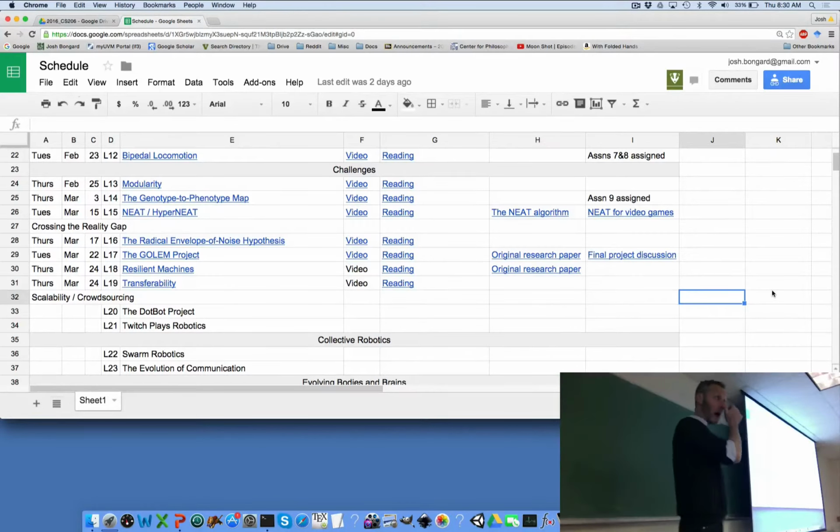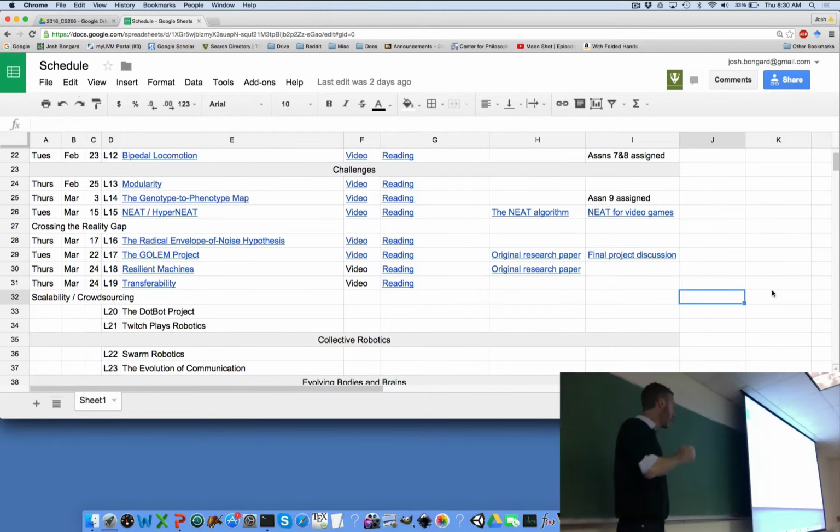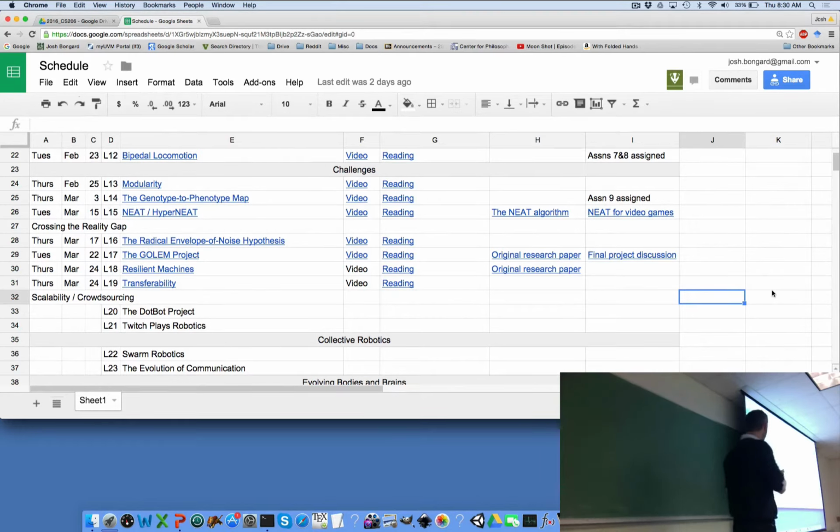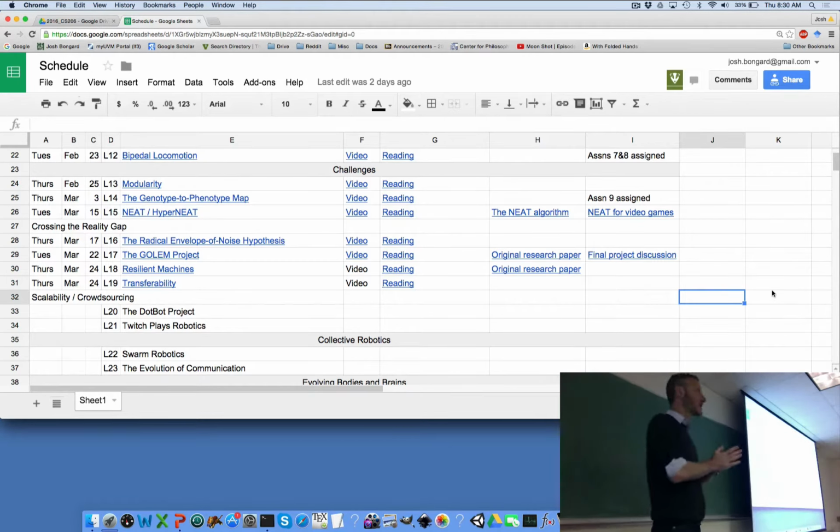Okay, so we're going to carry on with our discussion of crossing the reality gap today. Just to refresh your memory, we talked in lecture 16 about the radical envelope of noise hypothesis. So evolution is an exploiter. It will try and exploit anything that exists in the simulator, things that are physically accurate and things that are not so physically accurate. Last time we talked about the Golem Project.